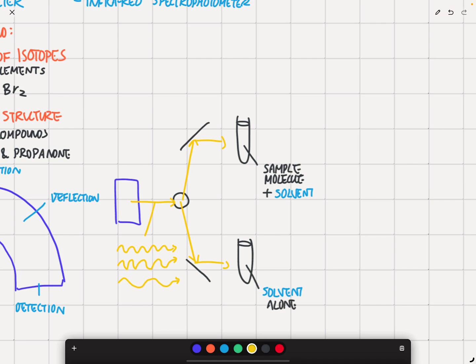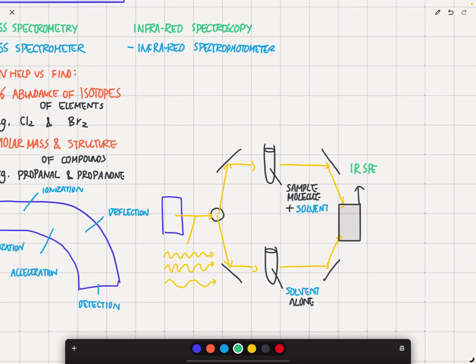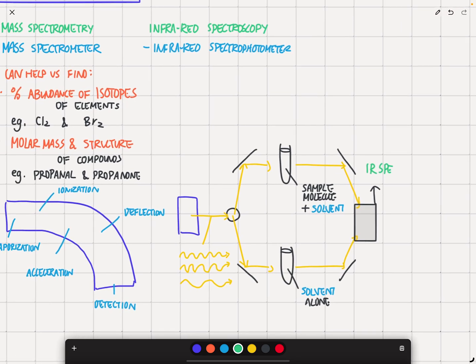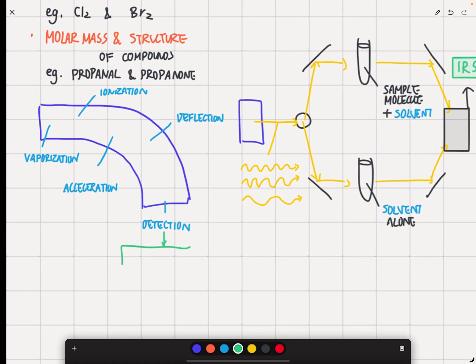The infrared light that passes through these two test tubes is then analyzed. We will pass them through a mirror again. Using a mirror, we direct those lights onto a machine, which would then analyze and compare the signals, and then it will give us what we call the IR spectrum. So just like in mass spectrometry we get the mass spectrum, in IR spectroscopy we get an IR spectrum. And after detection, the mass spectrometer will produce a mass spectrum.